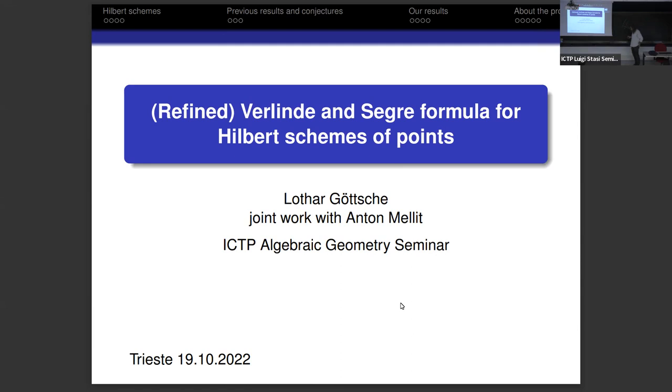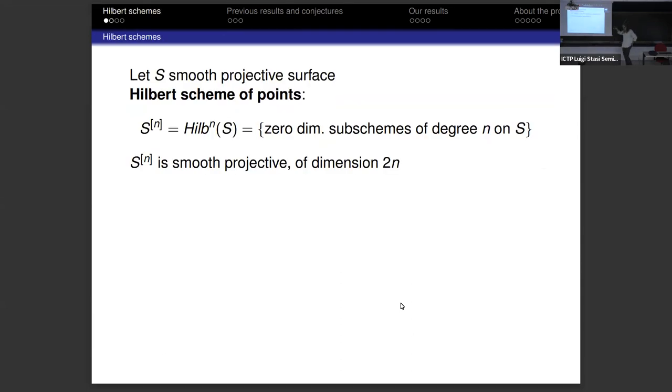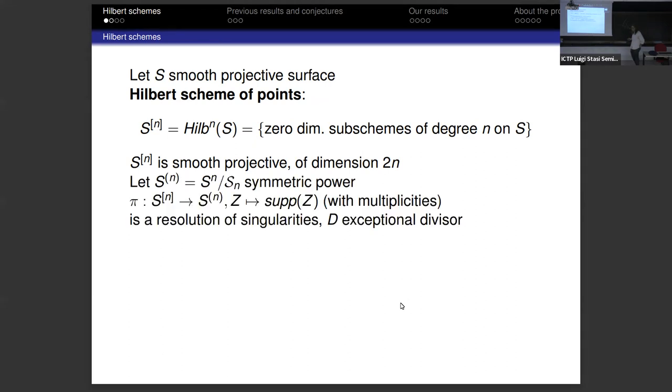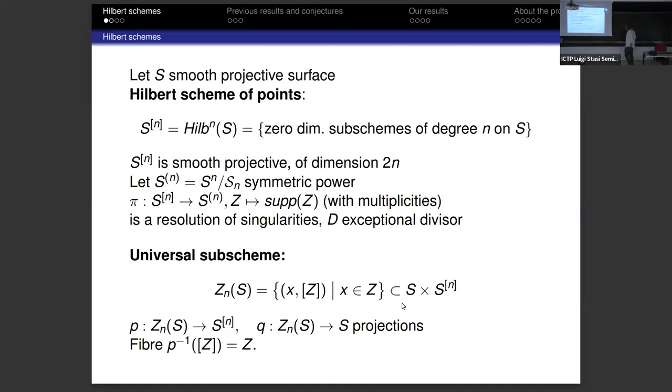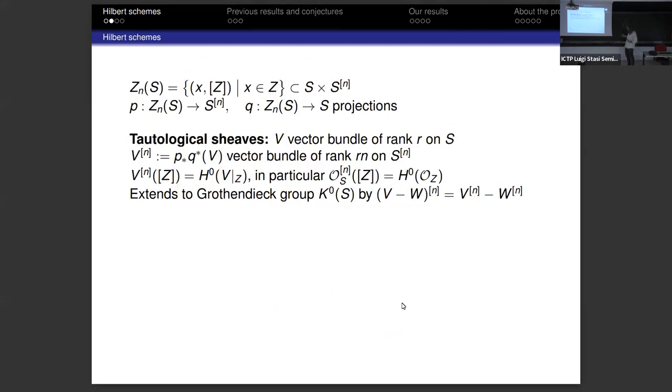Okay, so let me just start again. We have the Hilbert schemes of points. We know what this is: a smooth variety of dimension n. It's again related to the symmetric power, like about an hour ago. And we have the universal subscheme, which is in the product of the surface and the Hilbert scheme of n points, with these two projections.